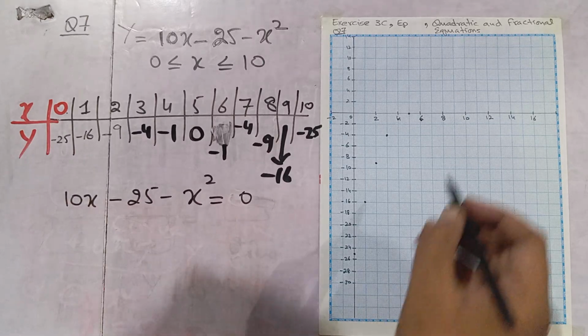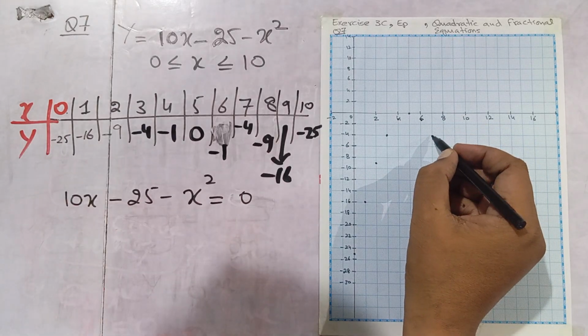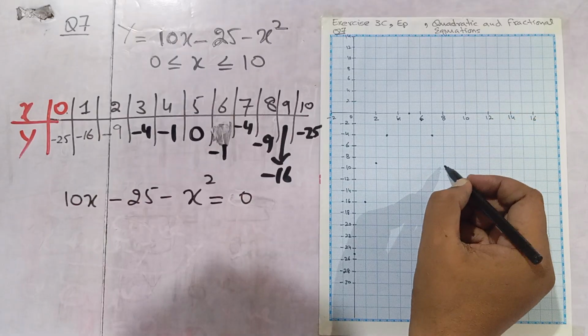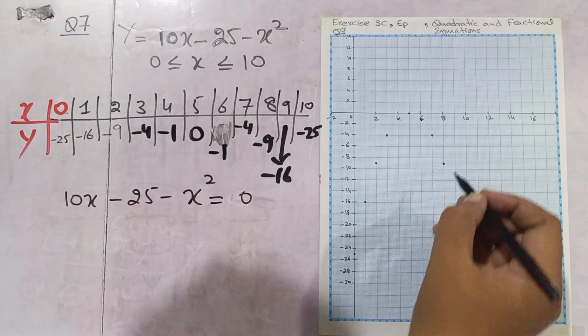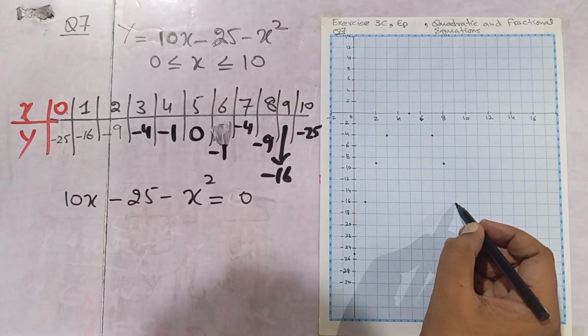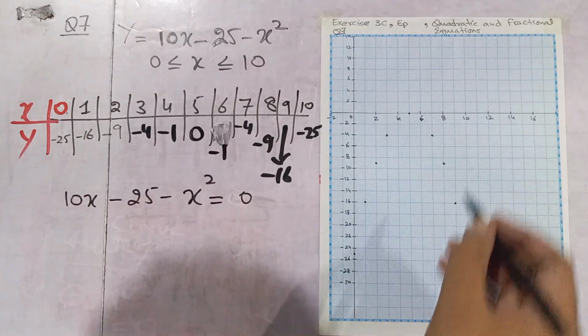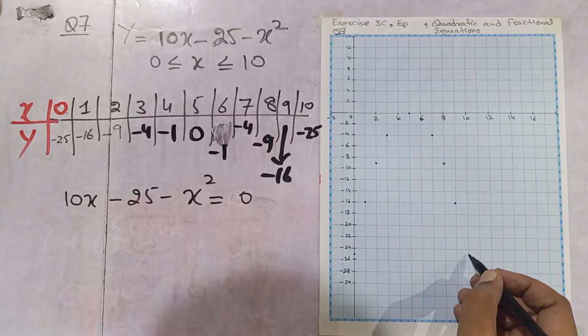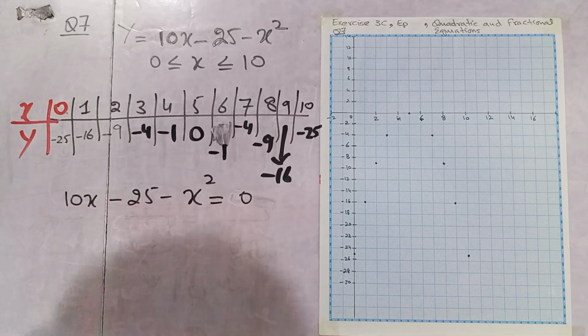And at 7, it is minus 4, which will be here. At 8, it is minus 9, which will be here. And at 9, it is minus 16. Minus 16 will be here. And at 10, it is minus 25, which will be here.